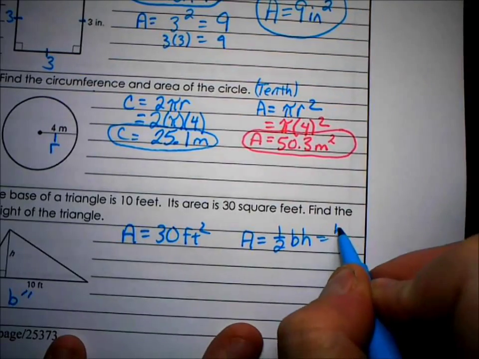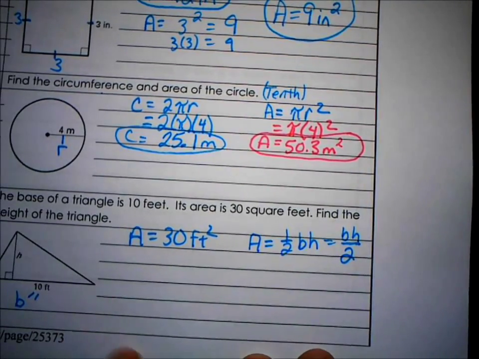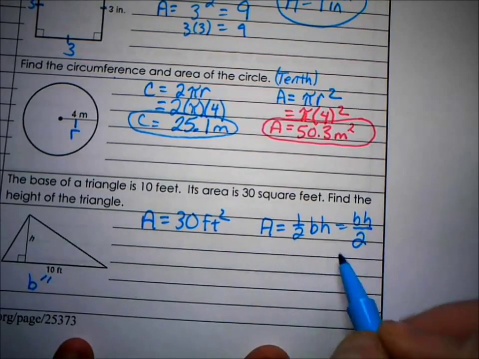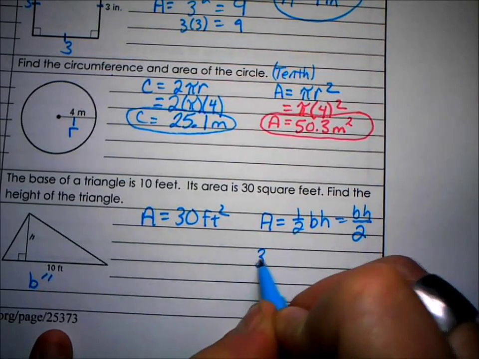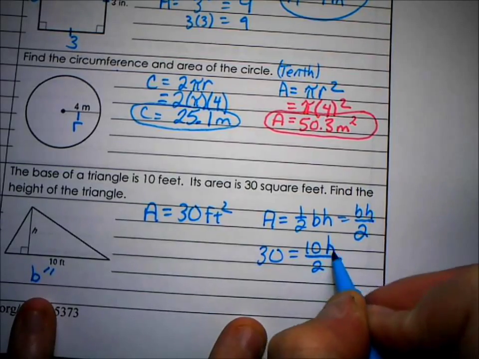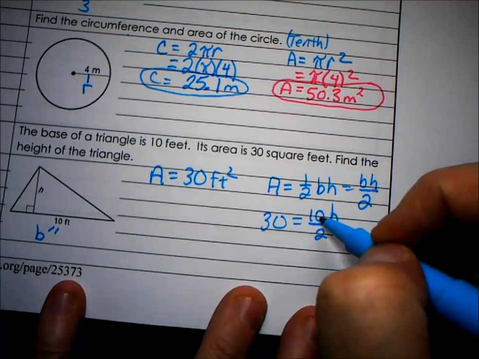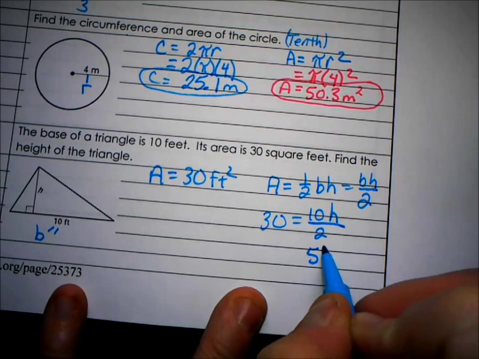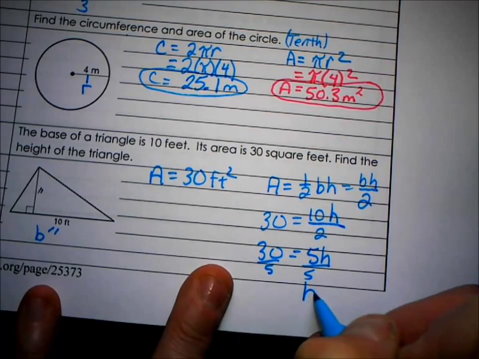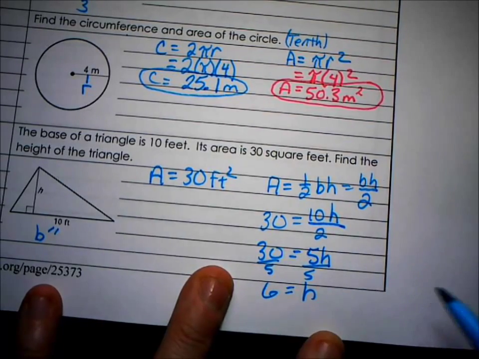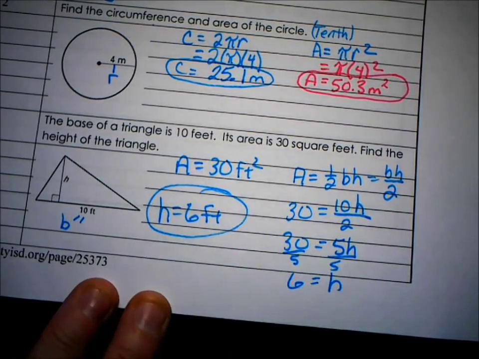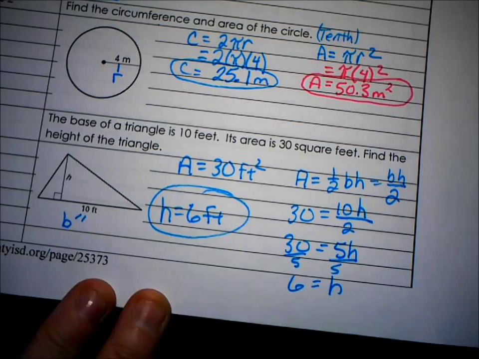Now, typically, I'm going to write this as BH divided by 2. It's just easier to do the math for it. If I fill in my values, I know my area was 30. The base was 10. And I was looking for the H. 10 divided by 2 is now 5. If I divide both sides by 5, I find out that the height was 6. So to write it correctly, I have the height is 6 feet on my problem.